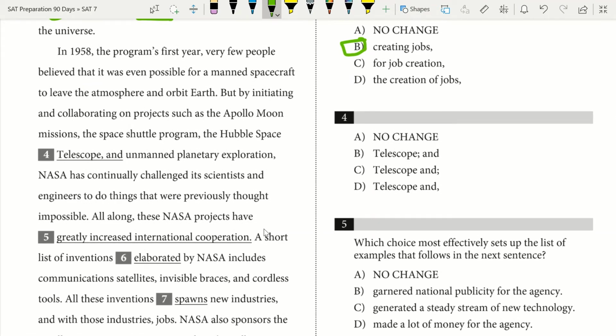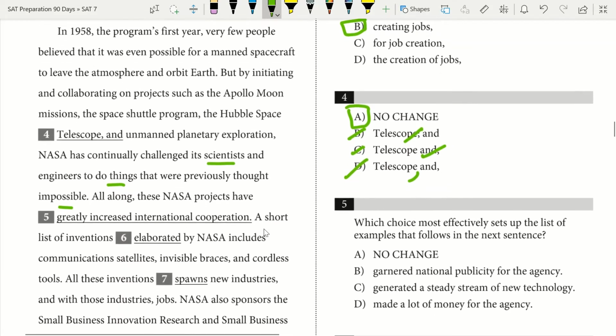Okay, at this point we got question 4. In 1958, the program's first year, very few people believed that it was even possible for a manned spacecraft to leave the atmosphere and orbit Earth, but by initiating and collaborating on projects such as the Apollo moon missions, the Space Shuttle program, the Hubble Space Telescope, and unmanned planetary exploration, NASA has continually challenged its scientists and engineers to do things that were previously thought impossible. Okay, that one right there, we just have a list. That's the correct way to format a list. We would not use a semicolon anywhere in that list, so those are incorrect, and we need that comma before and, so D is incorrect. A would be our correct answer for 4.